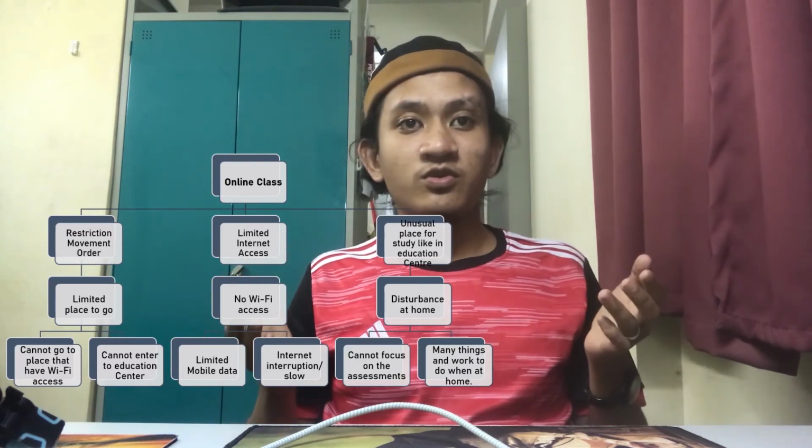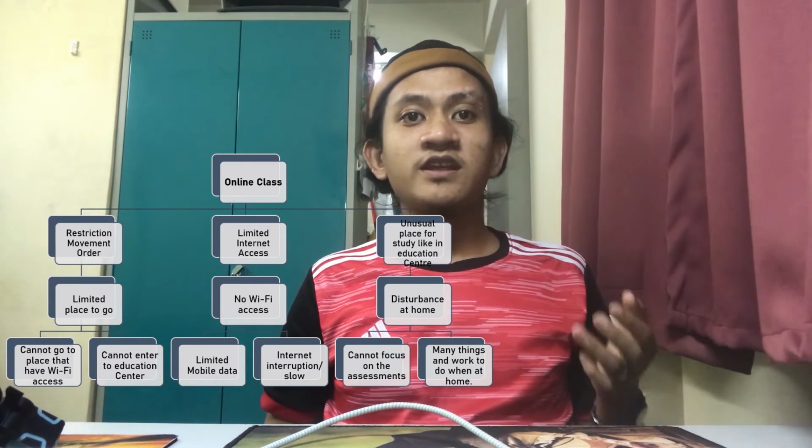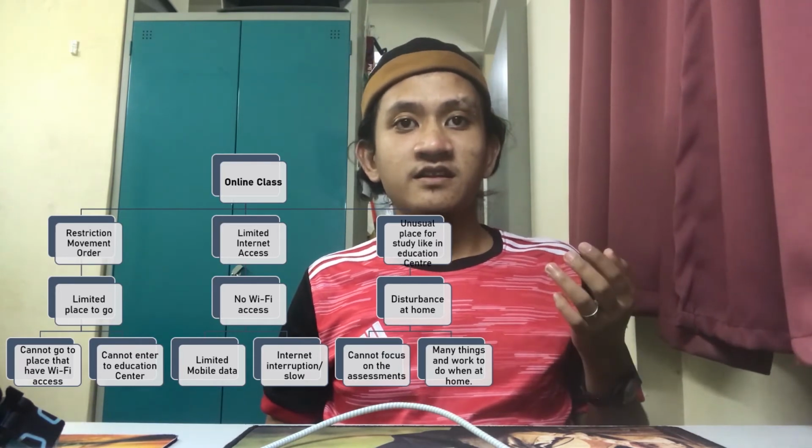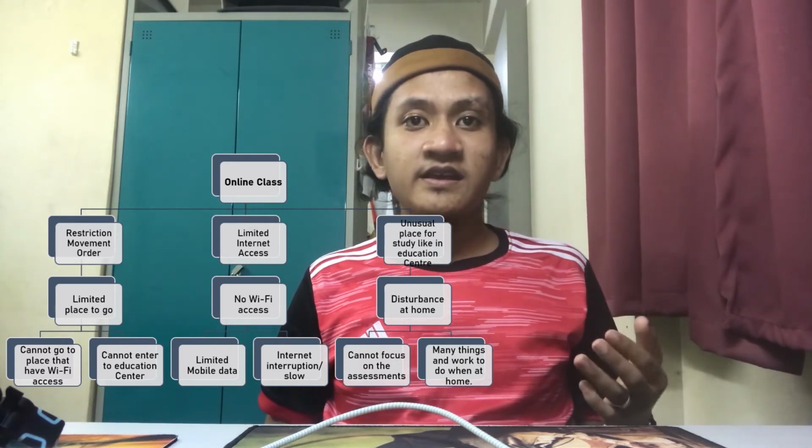For example, under the RMO, there are other problems that cause it, which are limited places to go, and then cannot go to places that have Wi-Fi access, such as McD or the library, and cannot enter the education center.